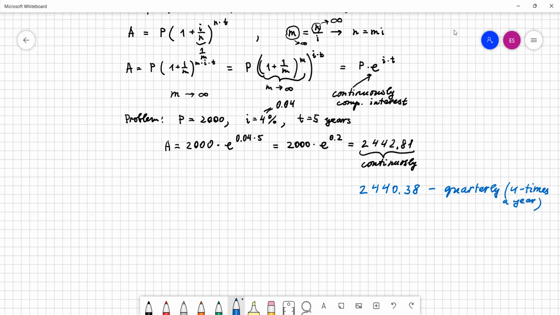Well, you see the difference is not very big. It's just $2.81 here and $0.38 here. But you see that continuous compounding is going to give you slightly more. Yes, for 2000, the difference is not essential, but for larger numbers, it's going to be more significant. Okay, well, that's all about the exponential number, and just do your homework.